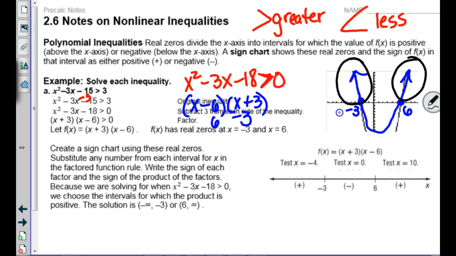DeAndre, what's happening here, guys? How do you say to the left of -3? Until -3. Do we need a square bracket or a parenthesis? It wasn't an or equal to, right? So we just need a parenthesis. Then it is again above 0 from 6 and off to the right. So you would say together with 6 to infinity.